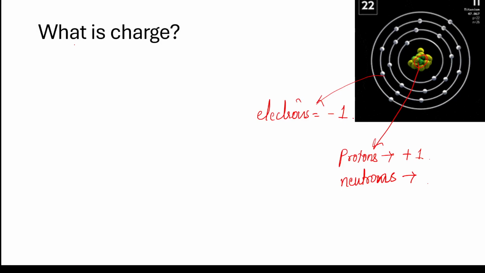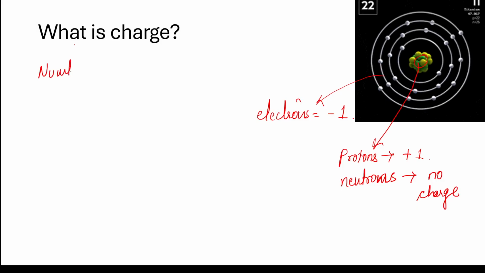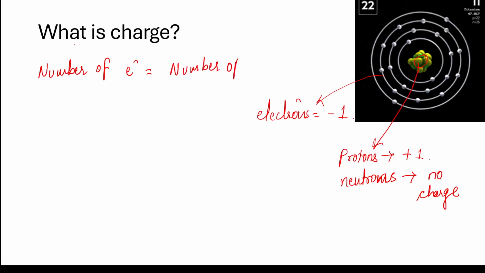Basically, every atom consists of electrons and protons, and the number of electrons and the number of protons in every atom is equal, and that is why the atom is electrically neutral. So the number of electrons, this E is electrons, is equal to the number of positive charges, which are protons, and because they are equal, the net charge on an atom is always 0.